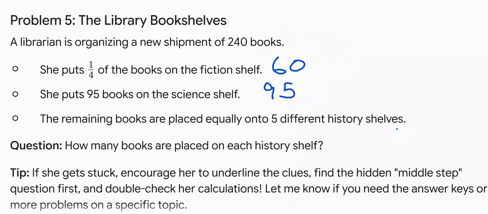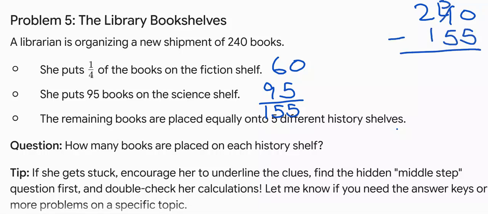Okay. 95 plus 60, it will be 5. 6 plus 9, 9, 10, 11, 12, 13, 14, 15, 155. The total books were 155 that she already put on the shelves. Let's see how many books were left. 240 minus 155. Take carry. 10 minus 5 is 5. Make it 1. 13. 13 minus 5 is 8. 8 and 1 minus 1 is 0.